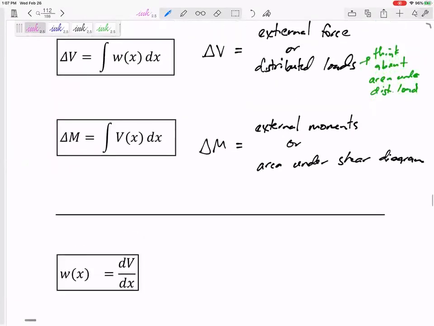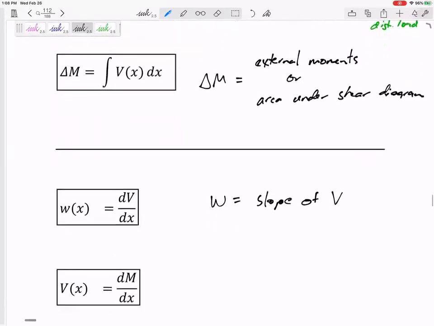And then two other things to know. Loading is the slope of V, and shear, V, is the slope of M. V is the slope of M.